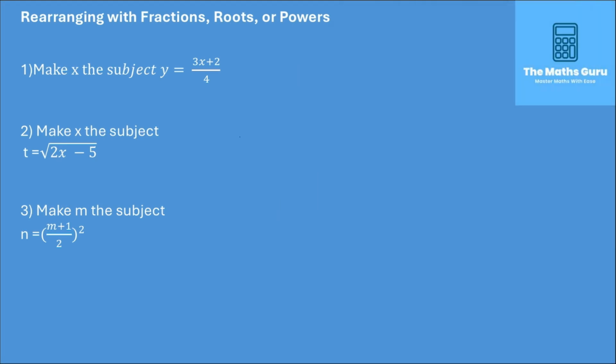So number 2, t is equal to root 2x minus 5. In this case, we can see that our expression including x is 2x minus 5. Our expression, including x, is being applied to by a square root function. Now, to reverse this, we apply the opposite to both sides, and the opposite of square root is obviously squared. So we square both sides to get rid of our square root, which gives us t squared equals 2x minus 5.